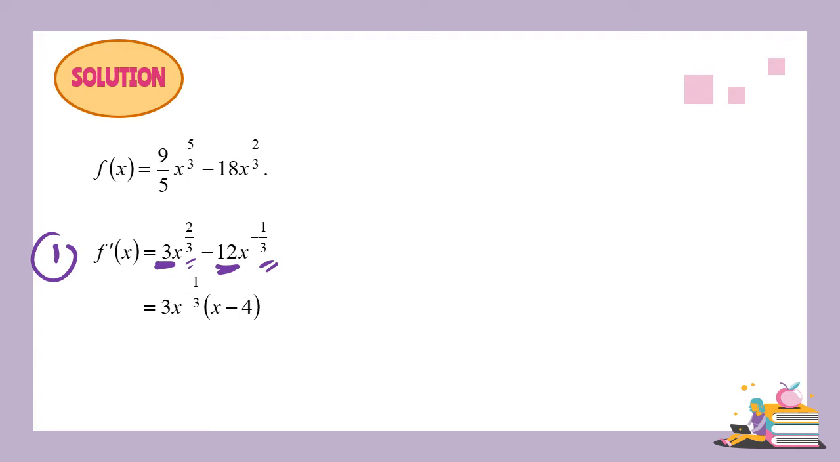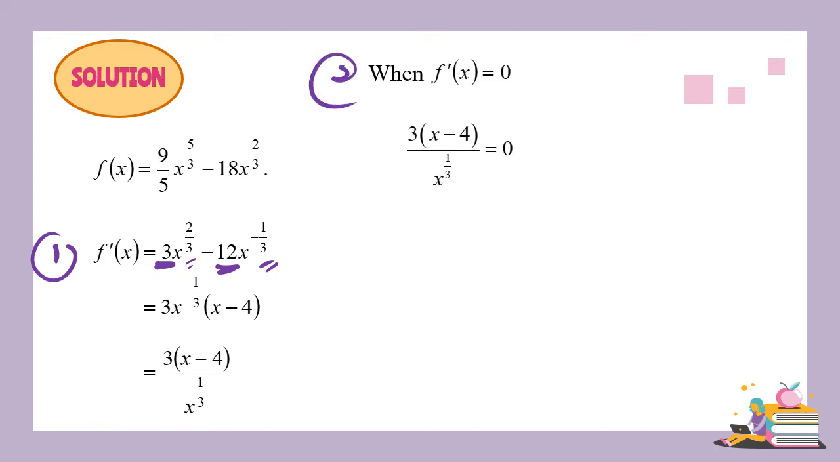So now we have 3 x to the power of negative 1 over 3 multiplied by x minus 4. So equate this to 0. So what is x to the power of negative 1 over 3? It will be 1 over x to the power of 1 over 3. The second step is when f prime x equals 0. So what is critical? It's critical when f prime x equals 0 and when f prime x is not defined.